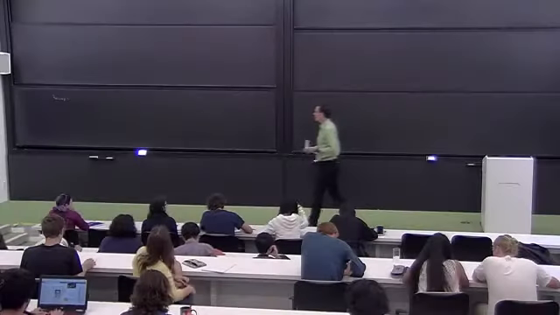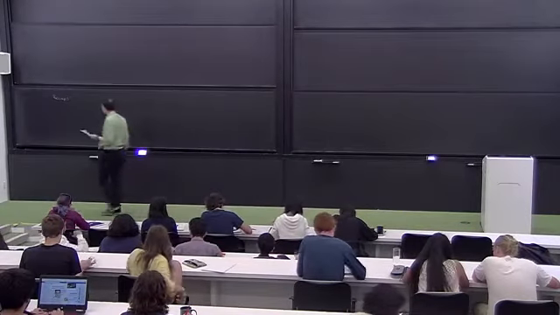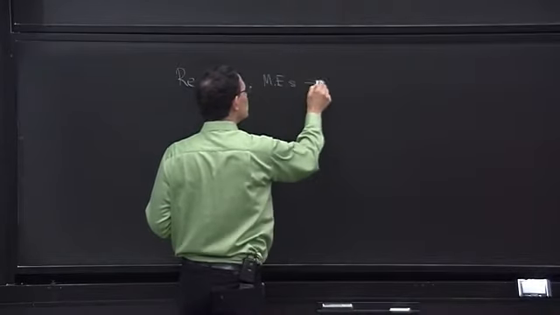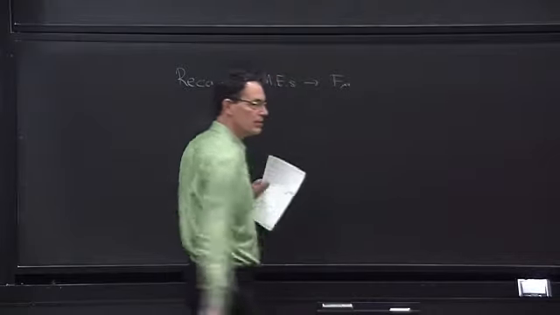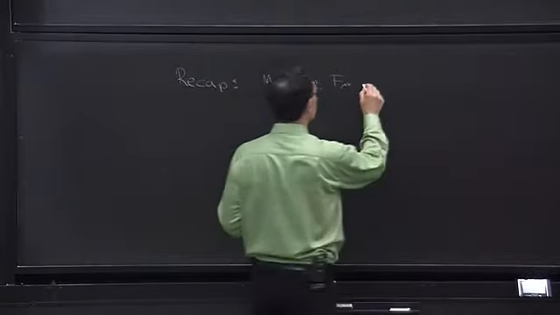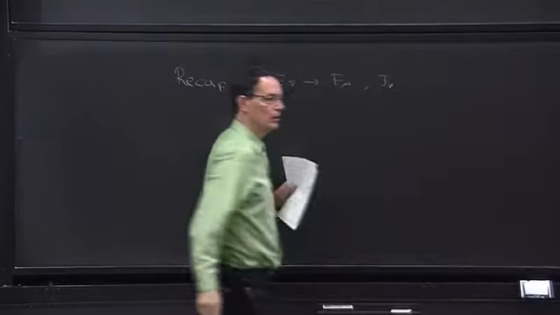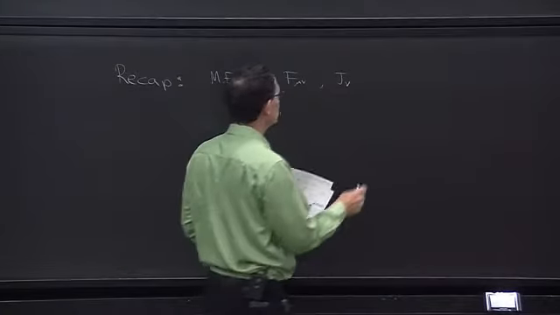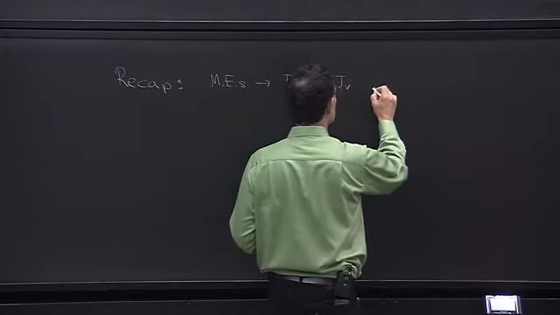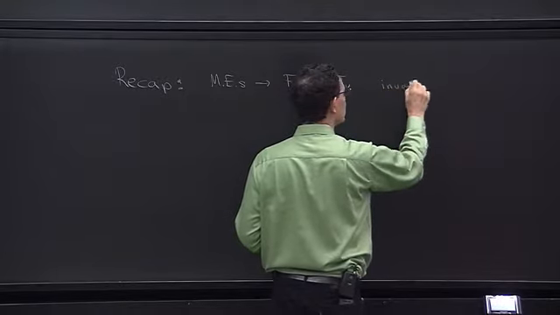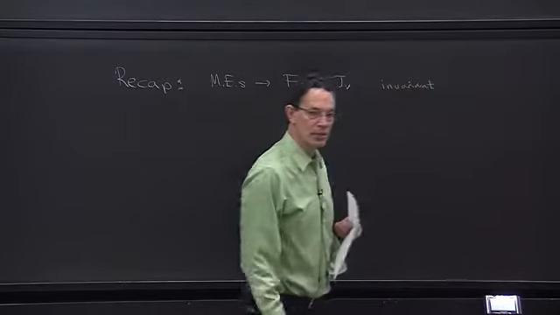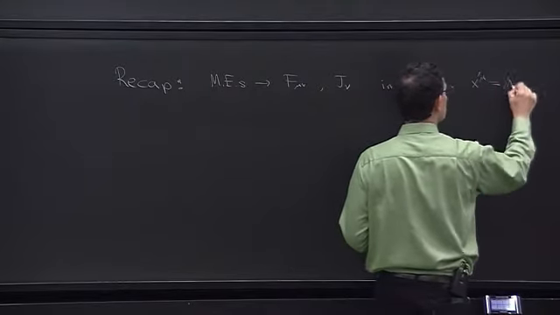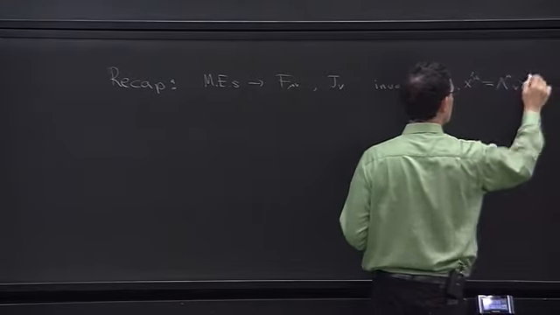So let's start with a little recap. We managed to rewrite Maxwell's equations in terms of this antisymmetric tensor and a four-current. And then we argued that these are invariant under a certain symmetry, right? And the symmetry was x^μ goes to Λ^μ_ν x^ν.